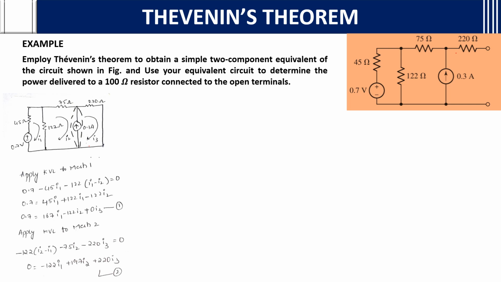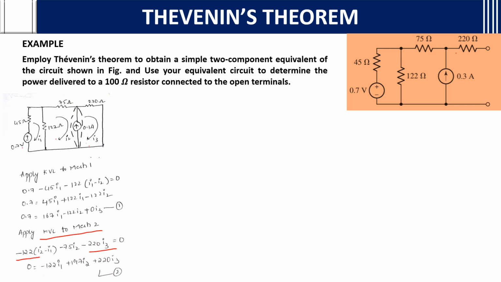Then one more thing here: in the second mesh, when you are applying KVL to mesh 2, you see there is only one current source, so this becomes a super mesh. I indicated it with a dotted line, so you can remove that current source while doing it. By removing that current source, the currents will not be removed, but you will take those currents in the equation. For example, see here, minus 122 (I2 minus I1), it is the same.